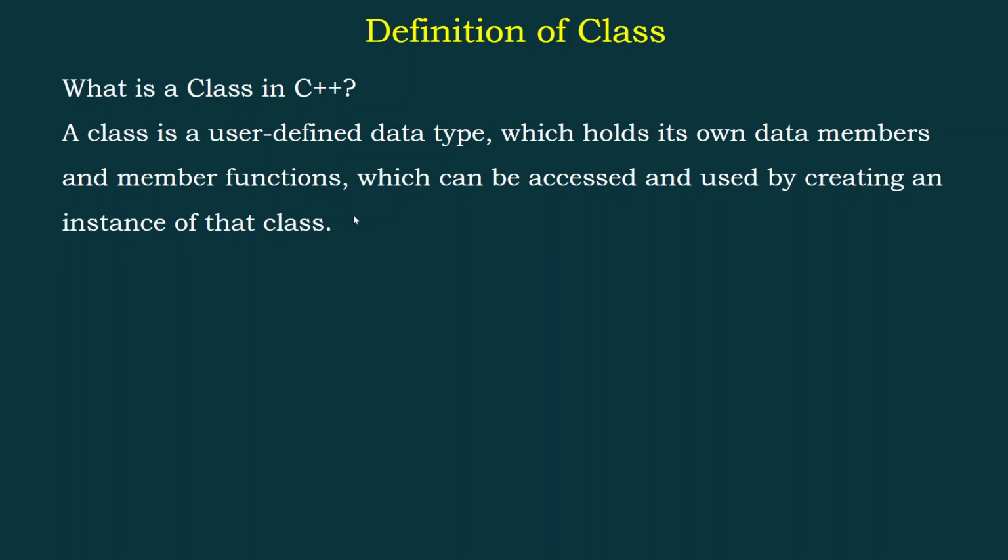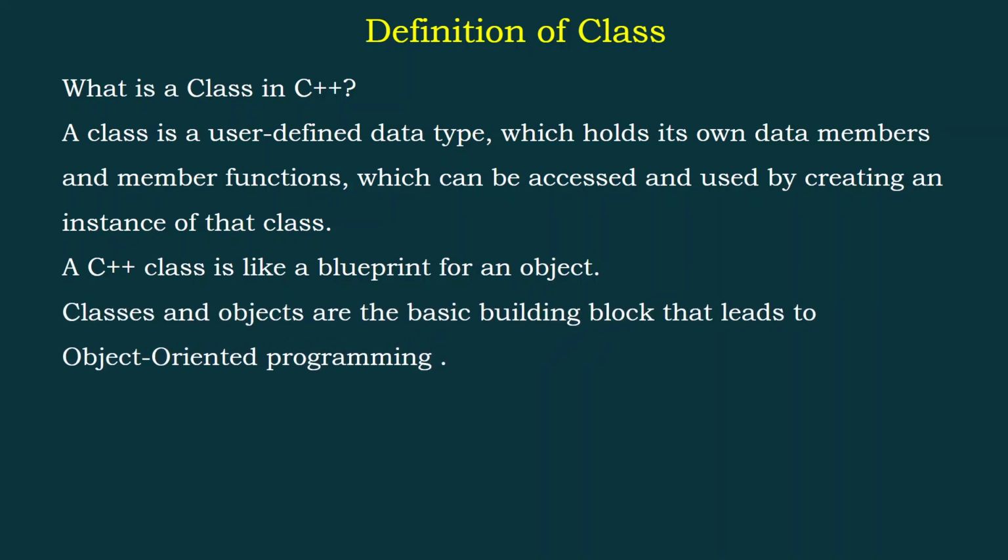Okay, and then a C++ class is like a blueprint for an object. We know that a blueprint is the thing that has to be followed. So it is a blueprint or a template for an object. That is, it tells how the structure should be. Classes and objects are the basic building blocks that lead to object-oriented programming. So basically, classes and objects are the building blocks of OOP.